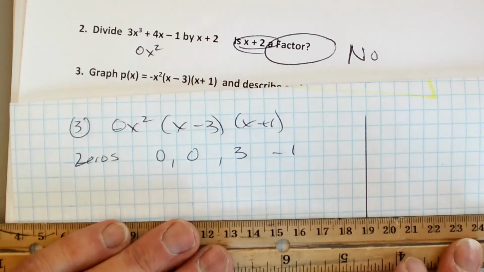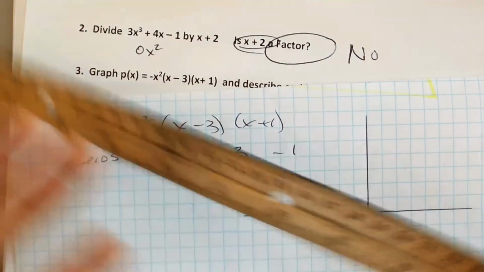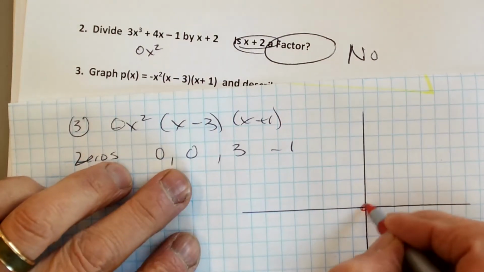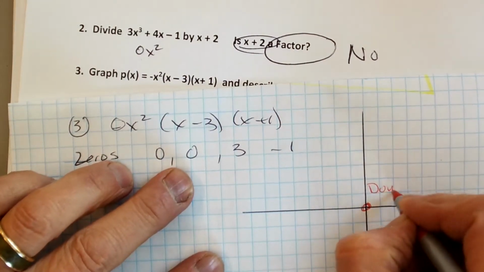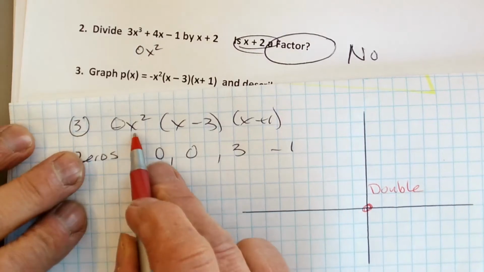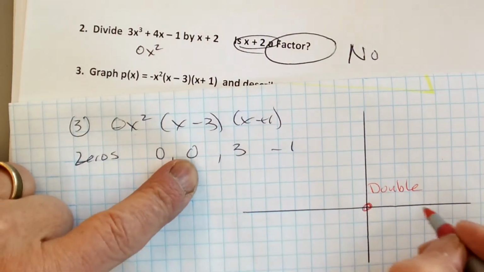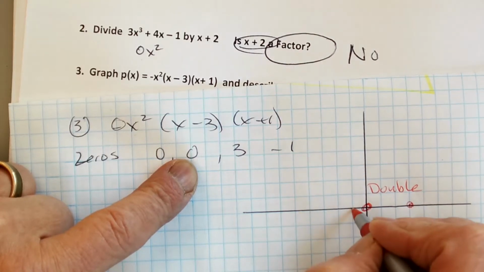I know a couple of important things, and I'll put it on the calculator, or you can if you want to. I don't really need to put it on the calculator. I can to check it, but 0 happens twice. That's a double. That's a double root. Because I get the 0 twice because of the x squared. That's why it's a double root, because I get x and x. 3 and negative 1. Okay.